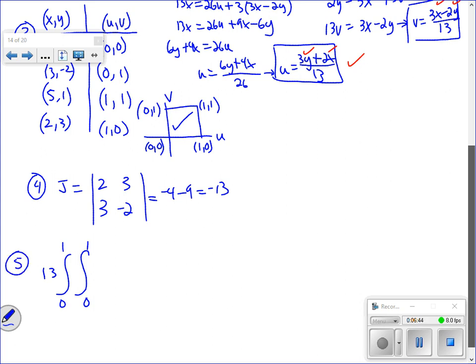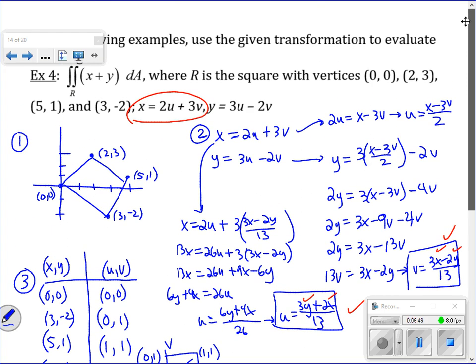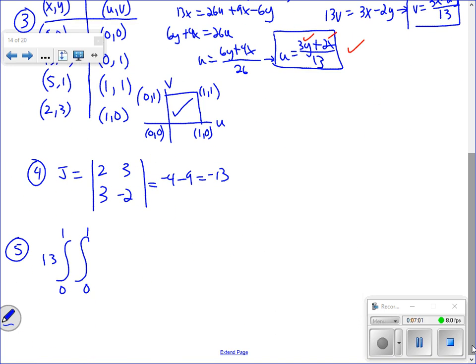All right, and now we have to go back and see what the original problem had in the integral. And I had x plus y. So x plus y, I'm going to go ahead and add these together. So that would be 5u plus v, du dv. Okay, so then just do your integral.